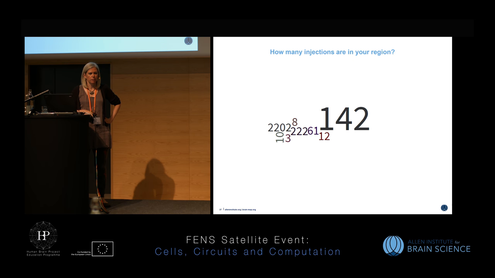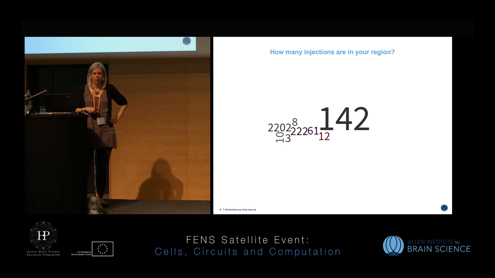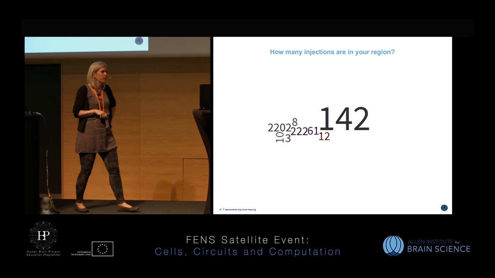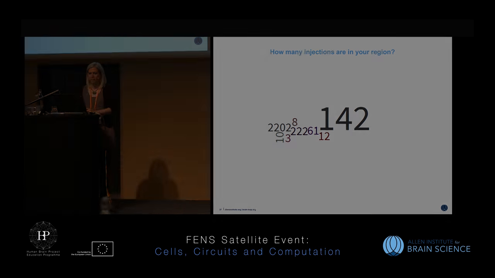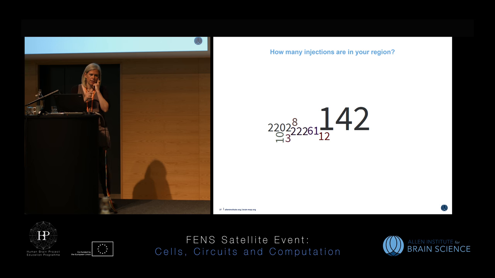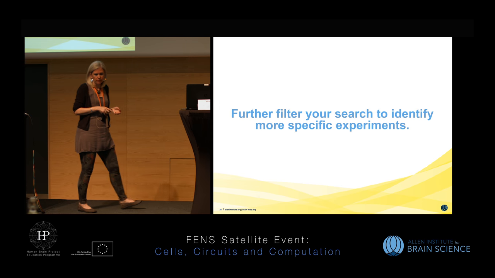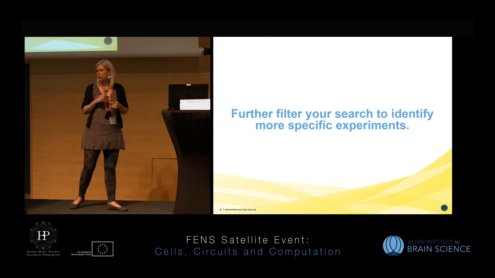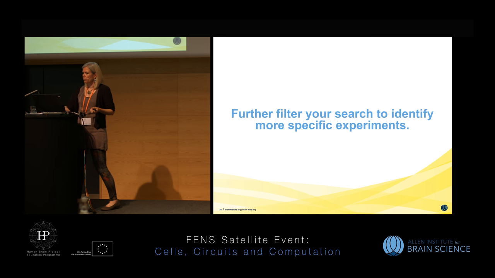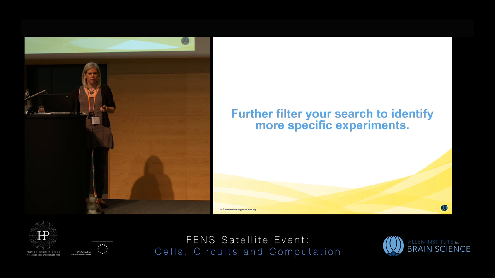So if you pick a region, how many injections are in your region? Okay, so you start to get a sense of how you can narrow down your experiments. Now, even 142 regions is a lot. If you've got a large cadre of graduate students, maybe you can have them go through each one of the experiments, but you probably want to narrow it down further. So, further filter your search using any of these regions.